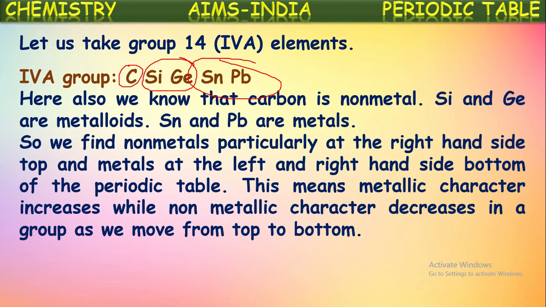So we have derived here two points. Metallic character in a period from left to right decreases and from top to bottom increases. Whereas non-metallic character from left to right increases in a period and from top to bottom decreases in a group. Okay, that's about metallic and non-metallic character.